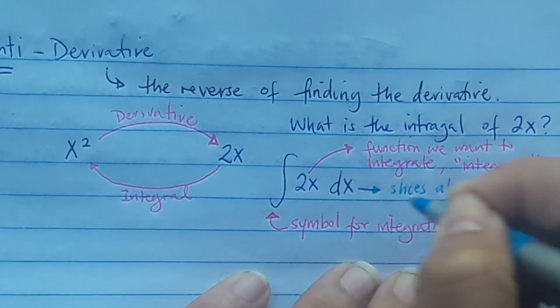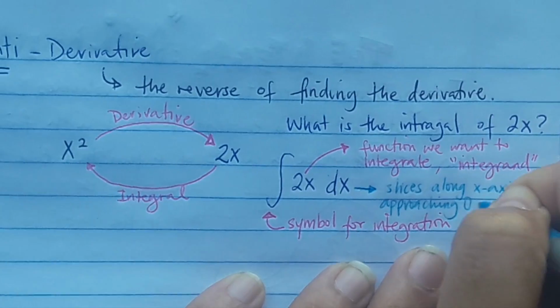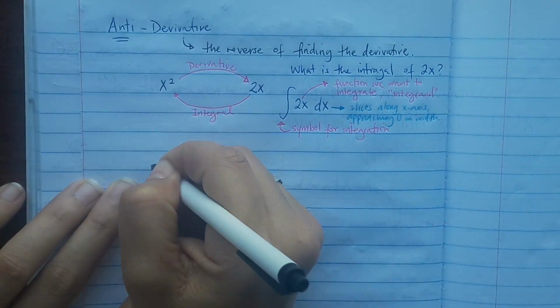The listening check, color in slices along the x-axis. Now if you leave this out in any kind of work, you get a 0 automatically.